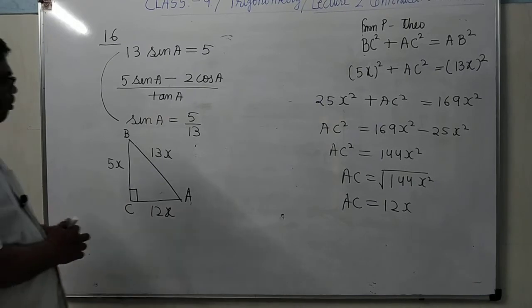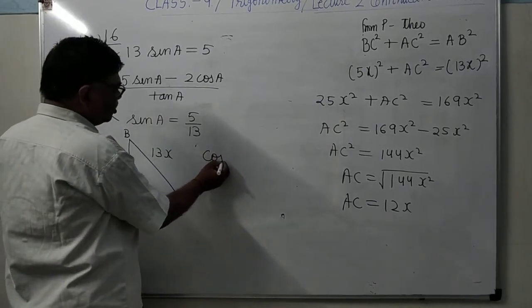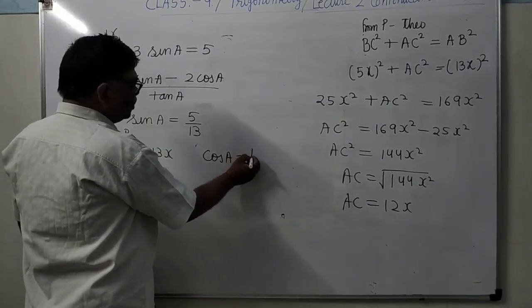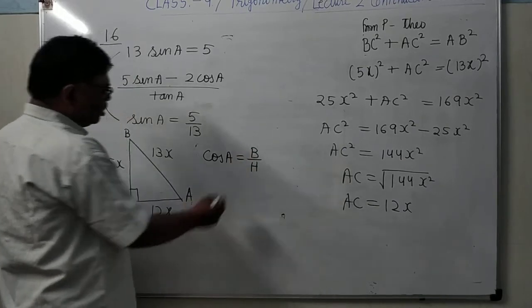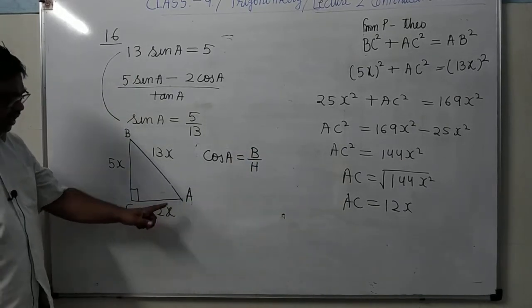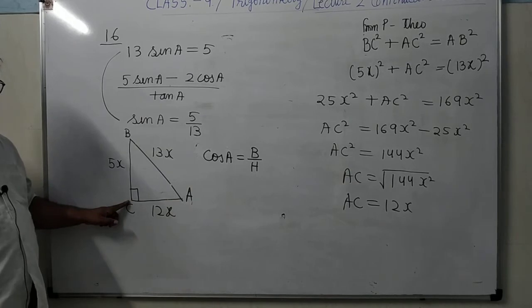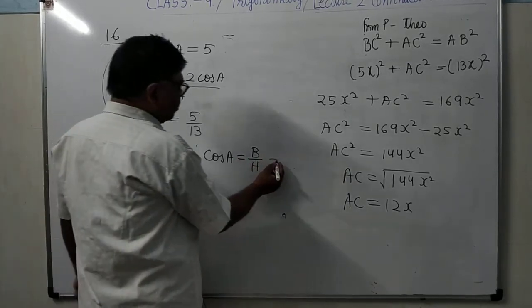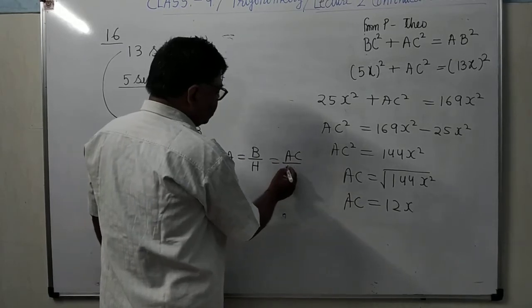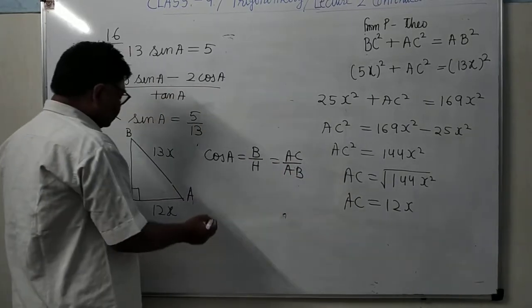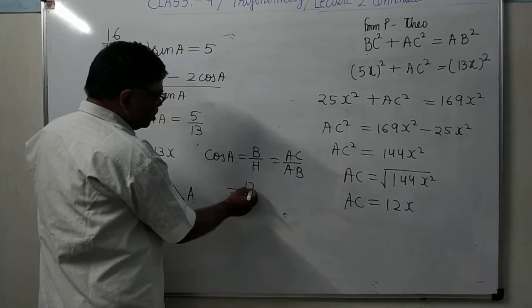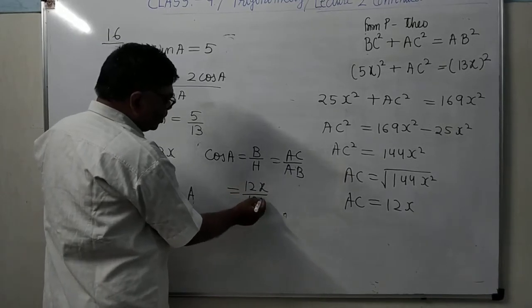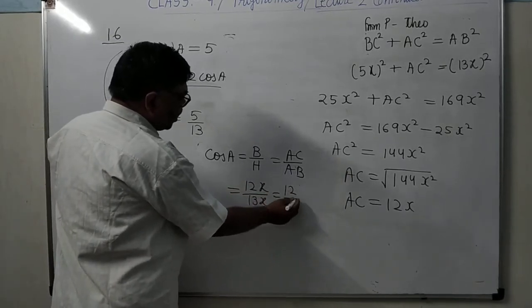Now by using this triangle you find all values and then you substitute. So see here, what will be cos A? Cos means base upon hypotenuse. With respect to the angle A, what is base? AC. What is hypotenuse? AB. So it is AC upon AB, that equals 12x upon 13x, that is 12 upon 13.